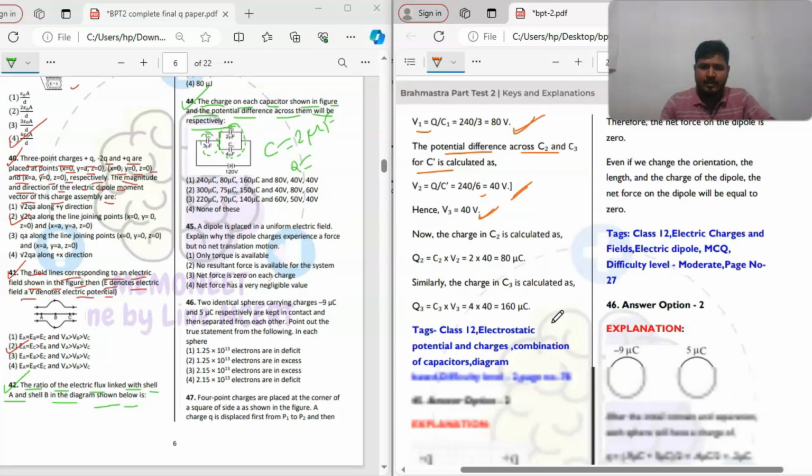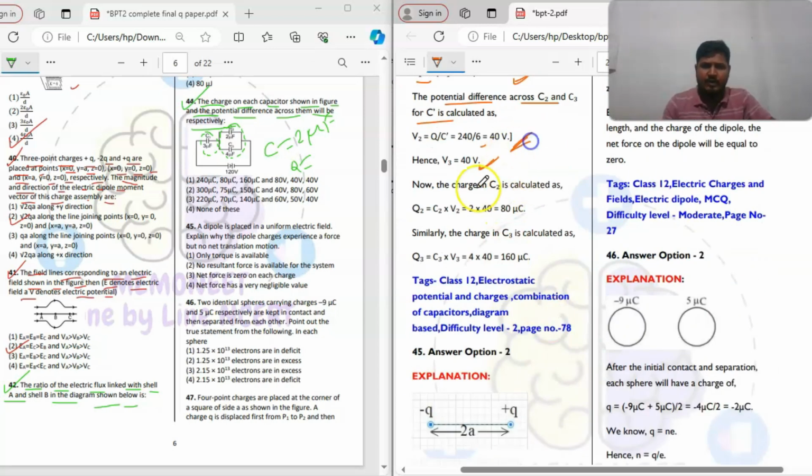Tell me. 40 volt. Okay, 40 volt. Now the charge in C2 can be calculated as C2 into V2. We know the value of C2 is 2, so 2 into 40, that is 80 microcoulomb.